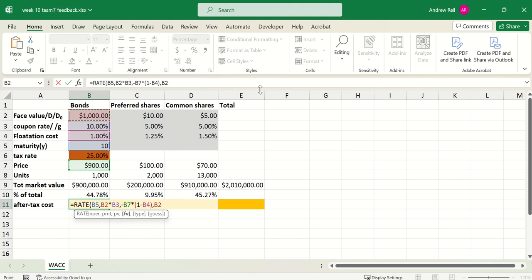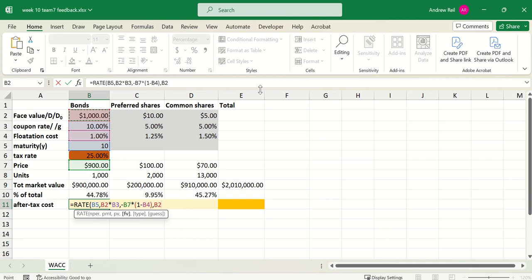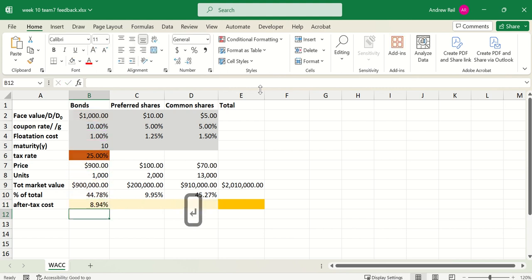And then that's all I have for the bond. I don't have any of the other optional ones, type and guess. Close that. And now I multiply this by, in brackets, 1 minus the tax rate. There, 8.94%. That's for bonds.